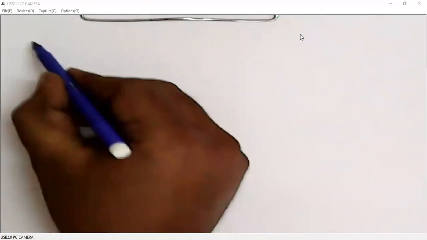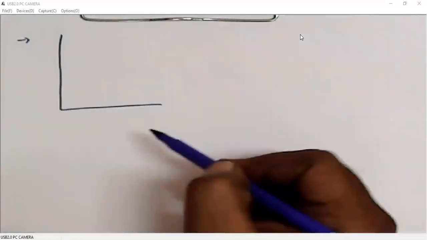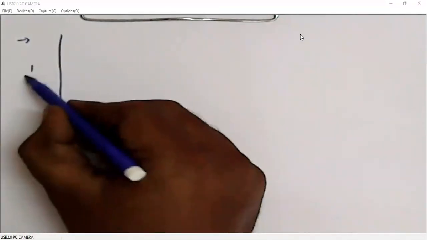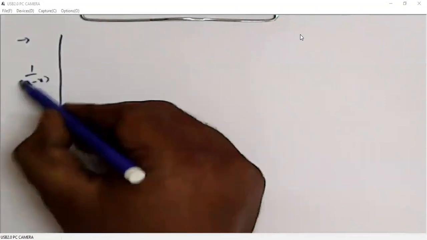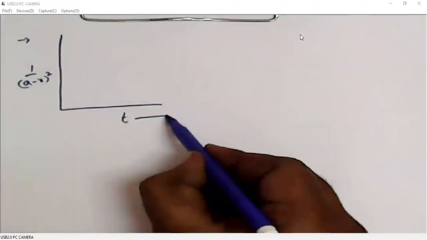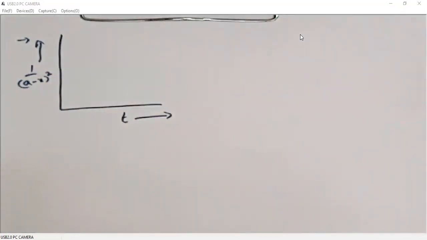Now we will represent this in graphical representation. There are two ways of representing third order expression in a graphical representation. First, we will draw a graph of 1 by A minus x whole square versus t.